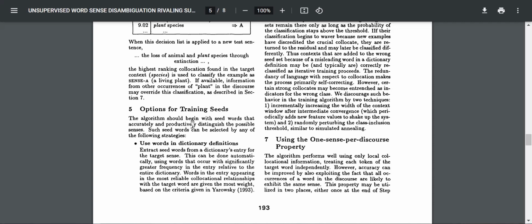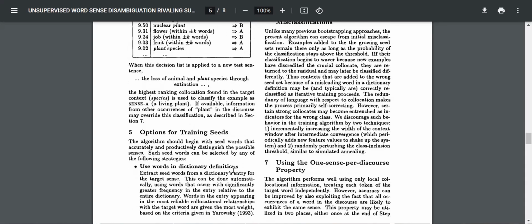This can be done automatically using words that occur with significantly greater frequency in the entry relative to the entire dictionary. Words in the entry appearing in the most reliable collocational relationships with a target word are given the most weight based on the criteria given in Yarowsky 1993. So it seems like a pretty good approach. Look at the dictionary entry and see which words are occurring with the word you're dealing with, or the sense you're dealing with.